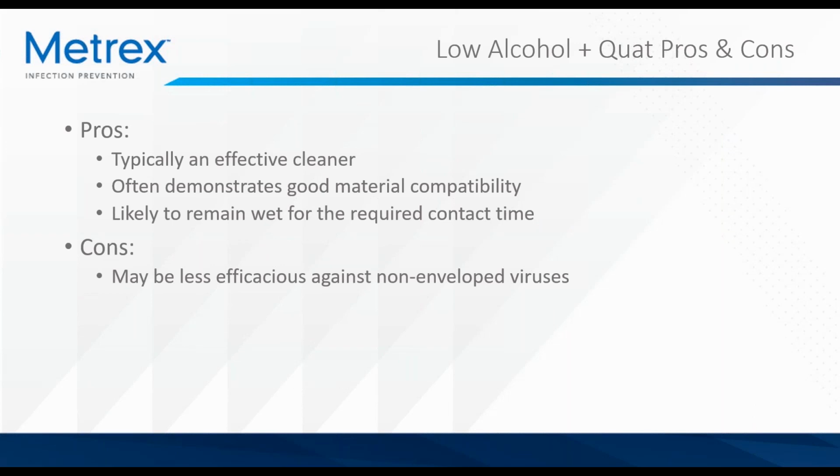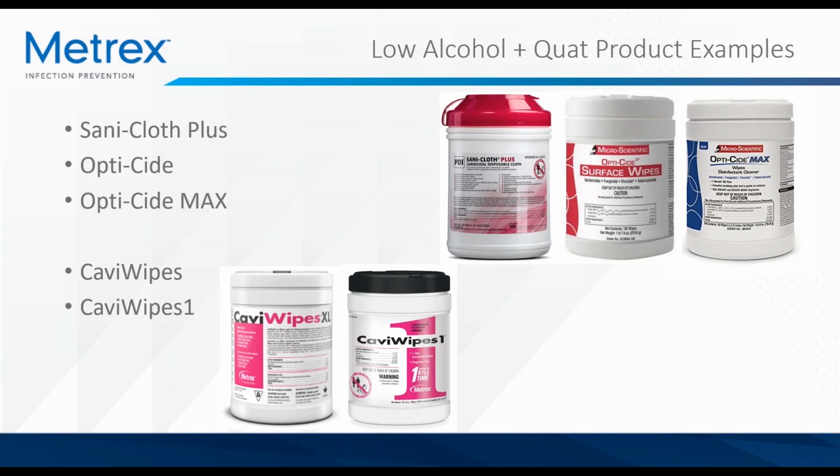So I introduced you to another Quat chemistry combo, which is Quat plus low alcohol. Low alcohol Quat products typically are effective cleaners and often demonstrate good material compatibility. They are also likely to remain wet for the full required contact time. However, a disadvantage of this chemistry is that it can be less efficacious against non-enveloped viruses. Some examples of low alcohol Quat products are Sanicloth Plus, Opticide, Opticide Max, and Metrex Surface Disinfectants CaviWipes and CaviWipes 1.